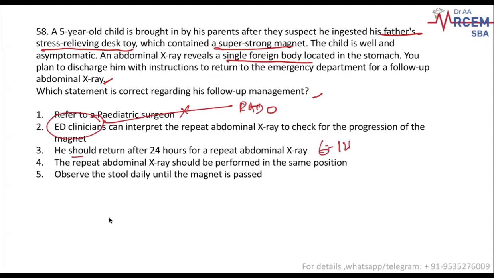It's 6 to 12 hours, maximum 12 hours, that we can wait for a repeat X-ray. That repeat abdominal X-ray should be performed in the same position? Yes, it is true, so that we can compare with the previous X-ray and know whether there is progression or not. And this should be commented on by the radiologist. Observe the stools daily until the magnet is passed? It is not recommended. So the fourth one is the right answer.